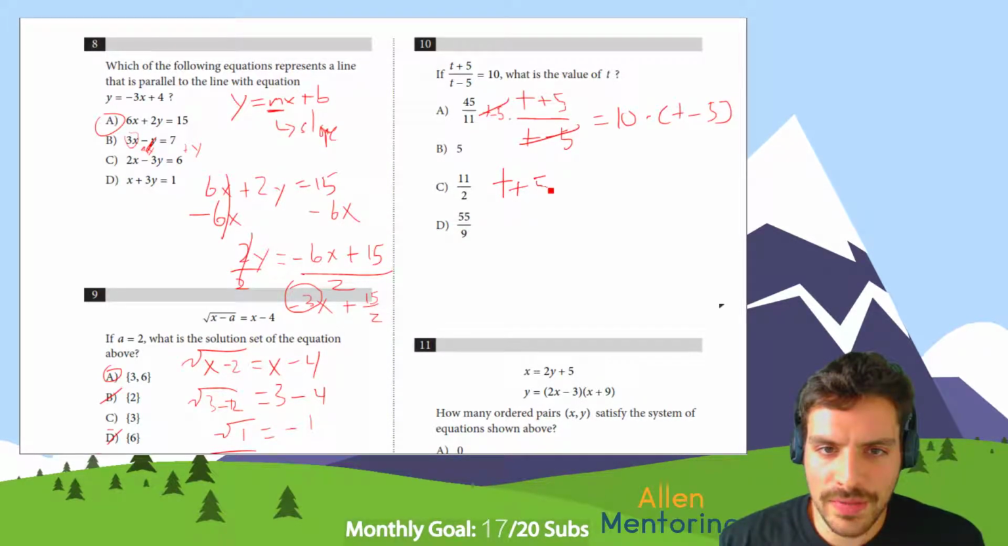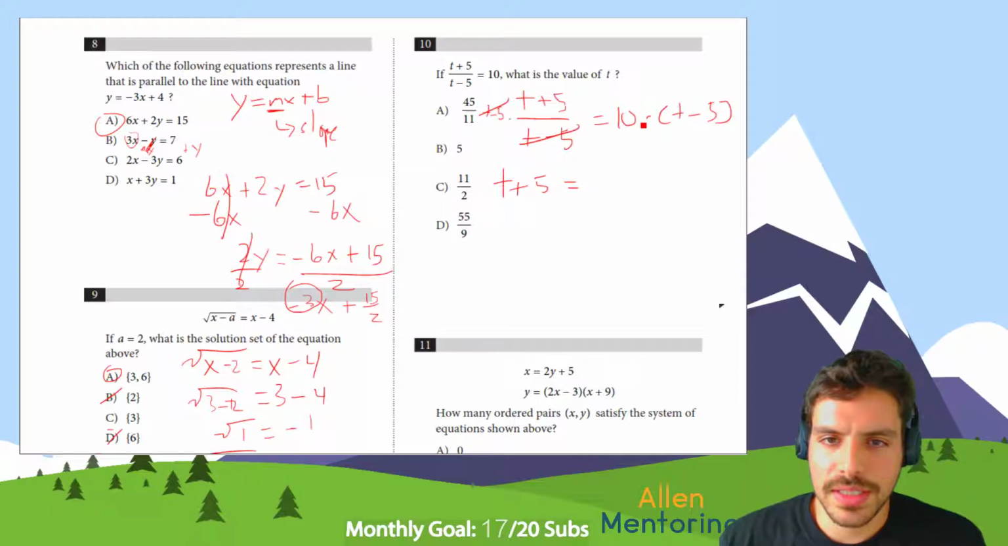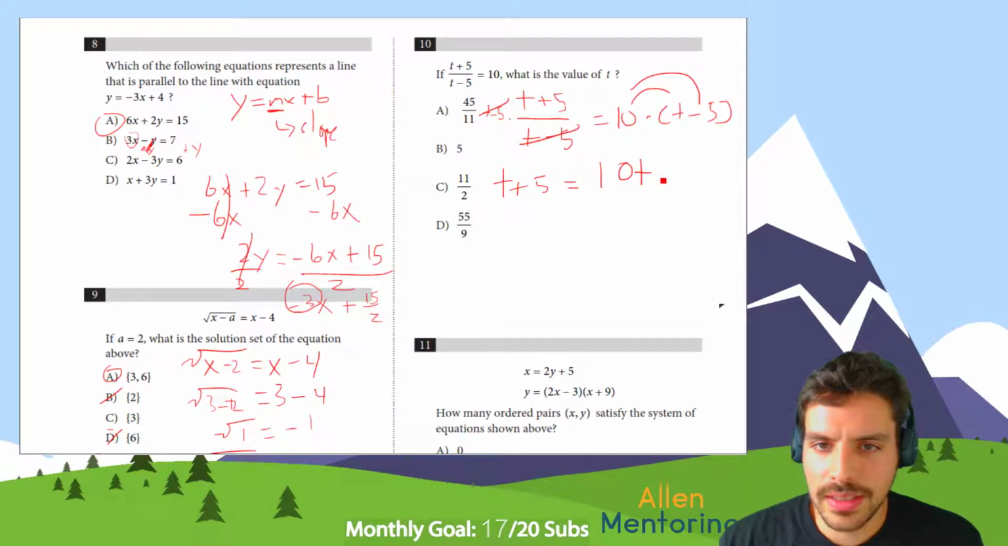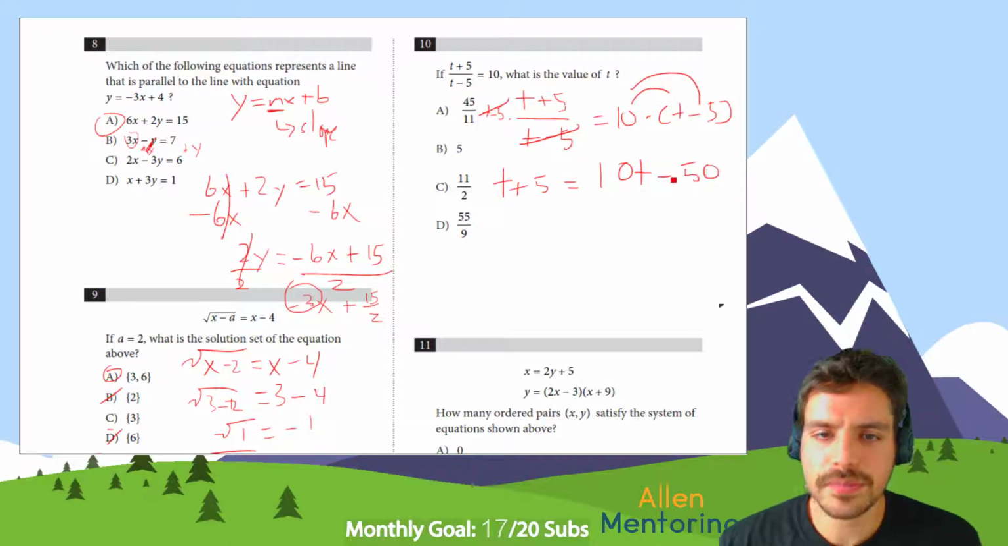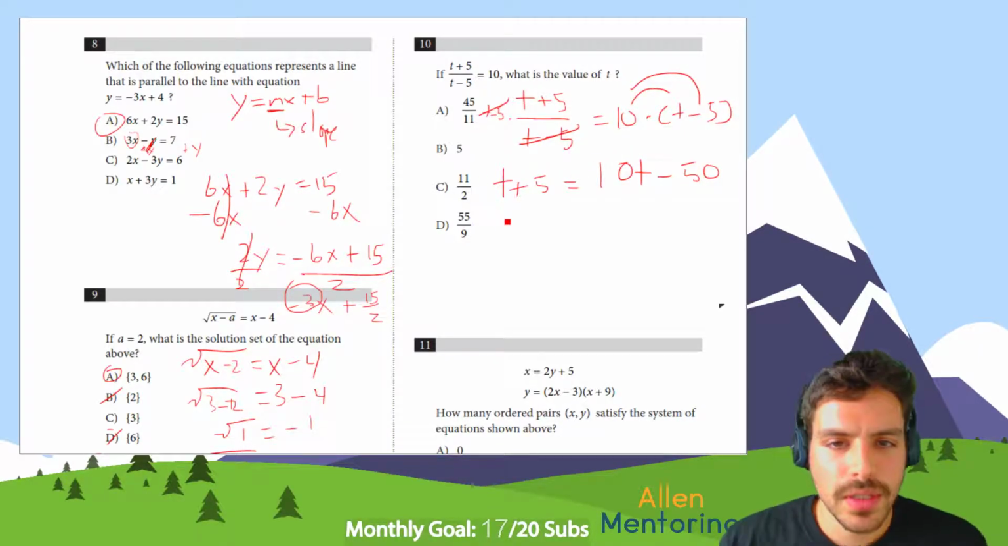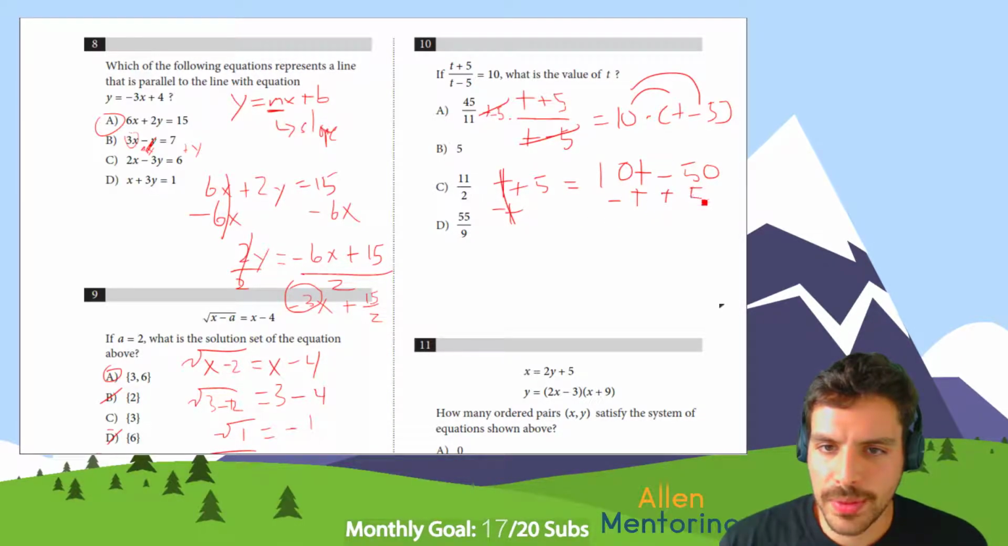So now on the left side we have t plus 5 is equal to 10 times t minus 5. So maybe we can distribute the 10 right away here. So 10t minus 50. And now all we have to do is solve for t. So I'm going to subtract t on both sides. Get this guy out of here. And I will add 50 to both sides.